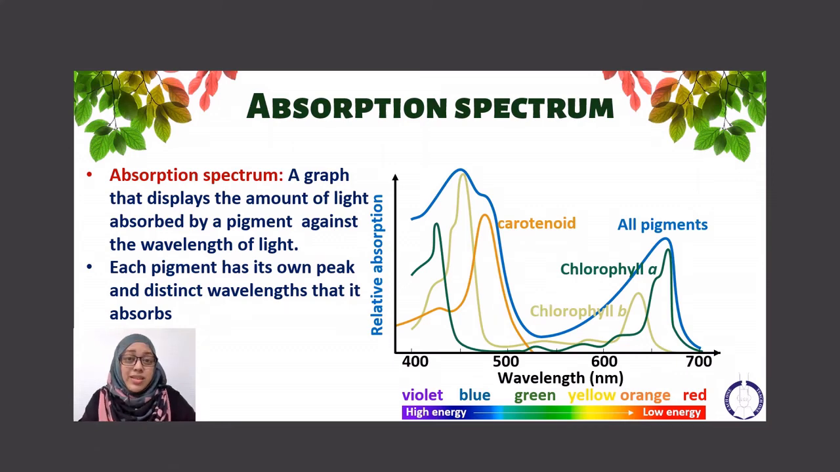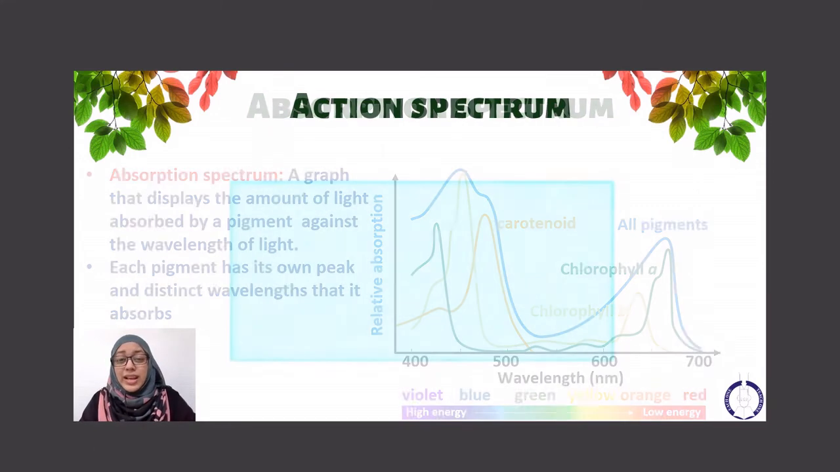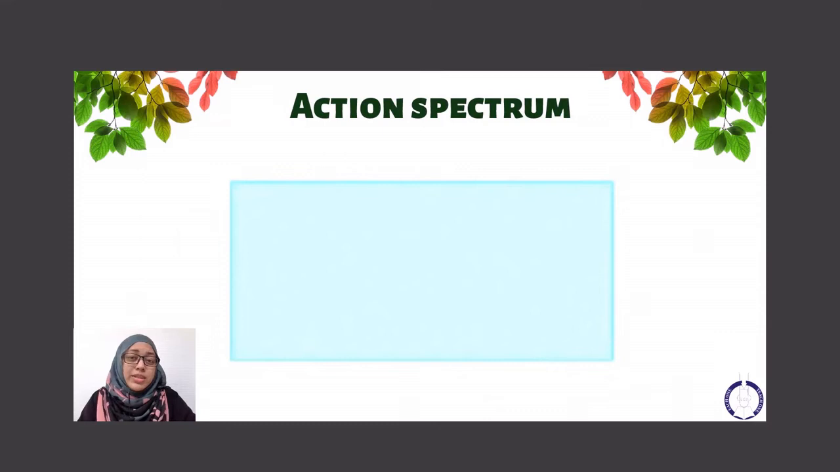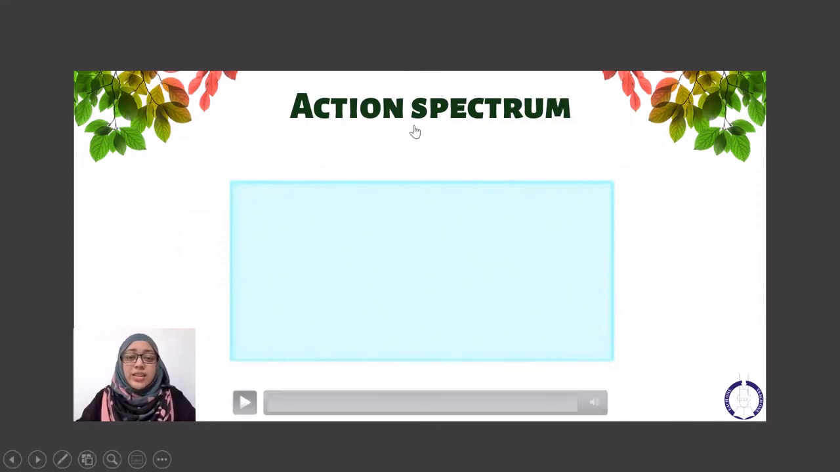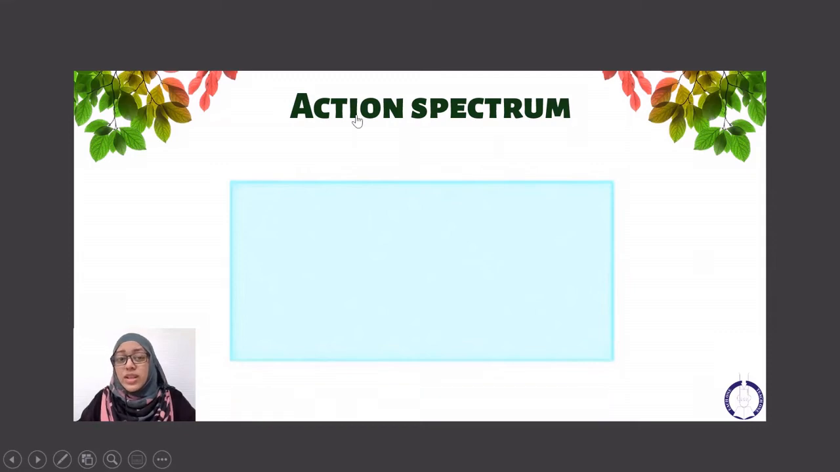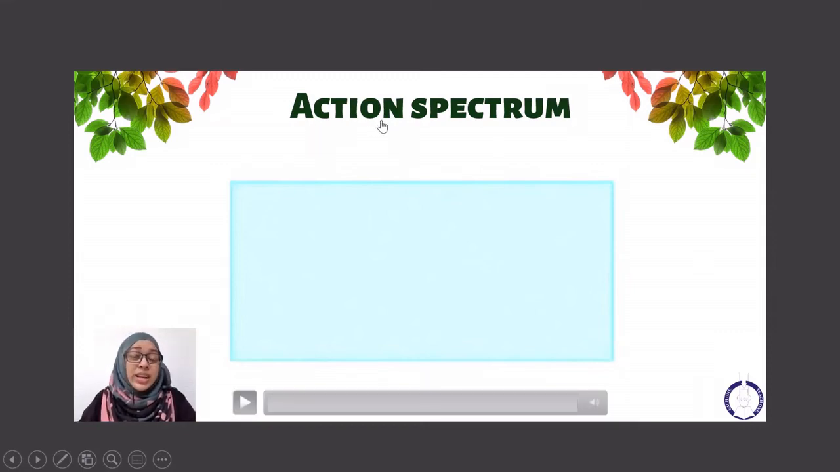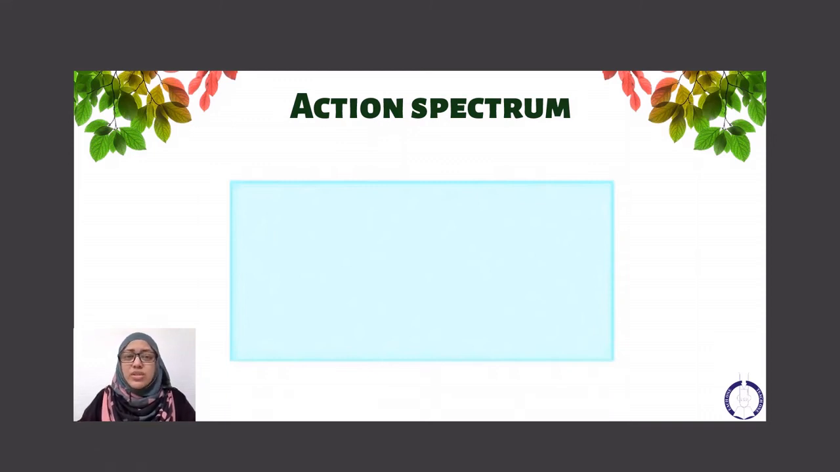A similar graph is actually called the action spectrum. From this term itself, you can tell that spectrum means we're talking about the wavelengths involved, and action would be the photosynthetic activity, because that's the action being carried out by the plants, right? So we'll first look at a short video on how this action spectrum was found, and then we'll discuss it.